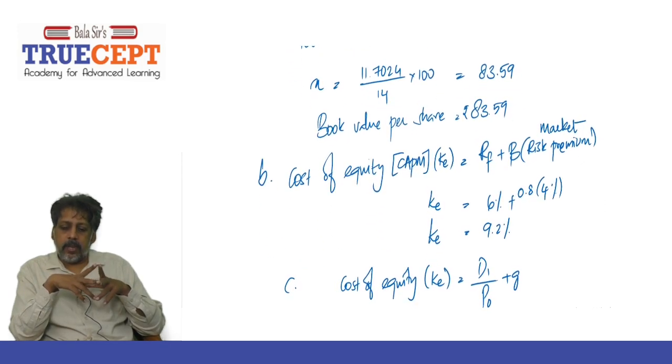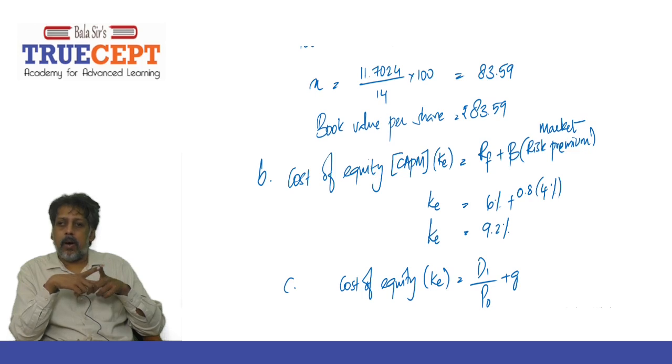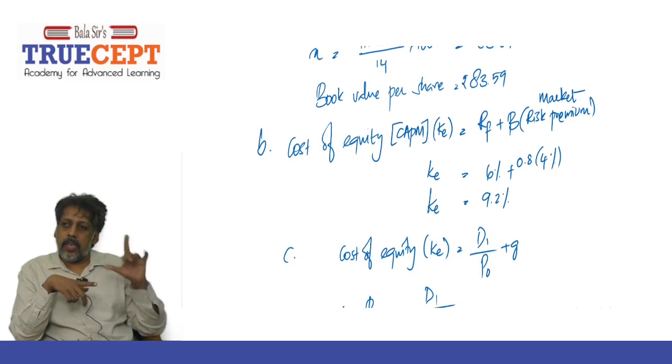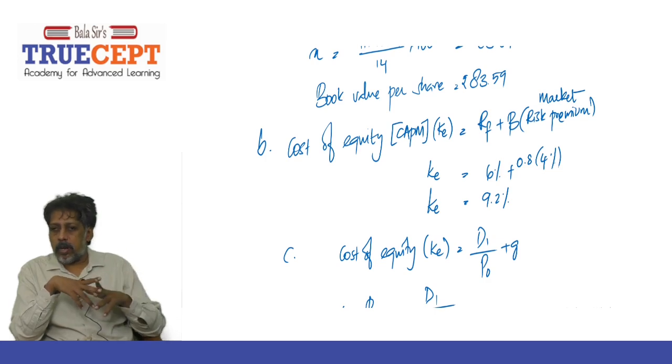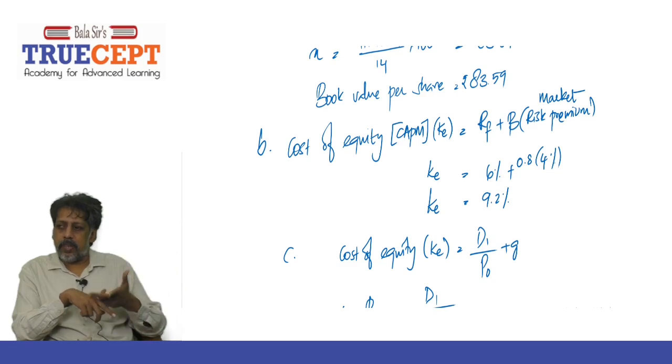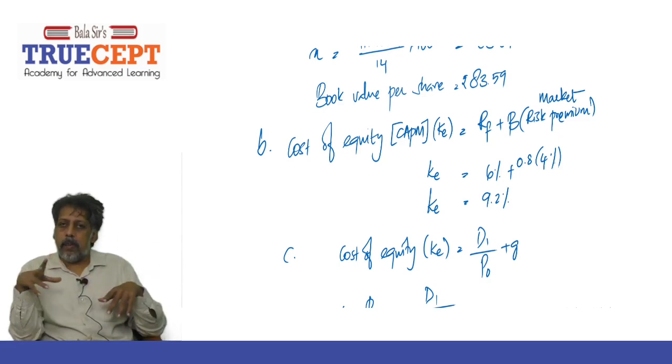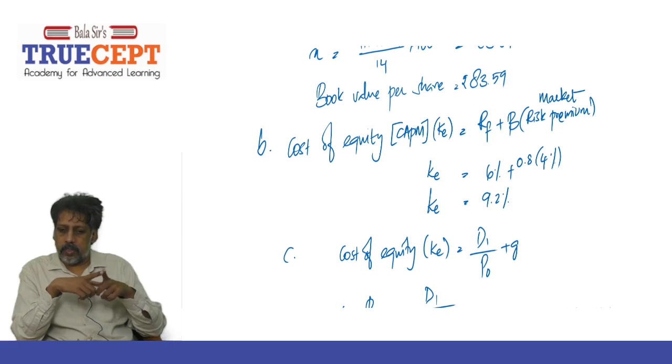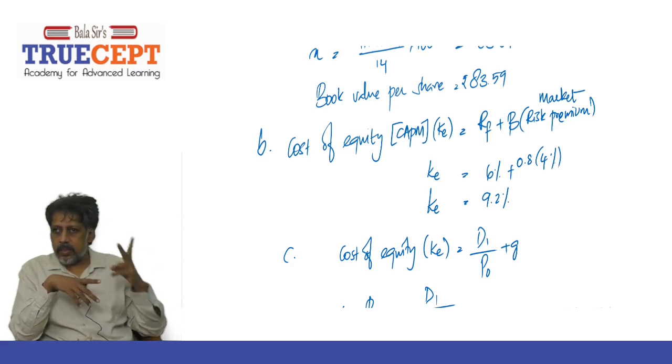Now, the next step will be to find the CAPM cost of equity. So the CAPM, capital asset pricing model, return equals RF as 6% given, plus the beta 0.8 into the market risk premium, which is 4%. So 0.8 into 4 is 3.2 in percentage. Add the RF of 6 to it, you get 9.2% as the cost of equity. This is the second step.